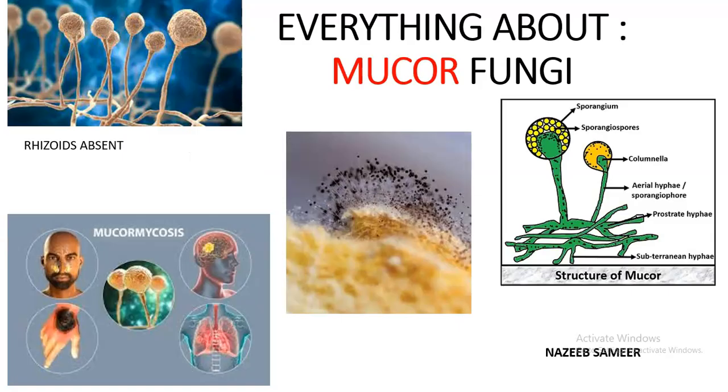So let us move into today's discussion, that is discussion about MUCOR. Last class we have seen everything about Rhizopus, right? Here you can see that it is almost similar. Even Rhizopus was having this prostrate system, then an erect hypha, then at the tip of the erect branch presence of sporangium which carries sporangiospores, etc.